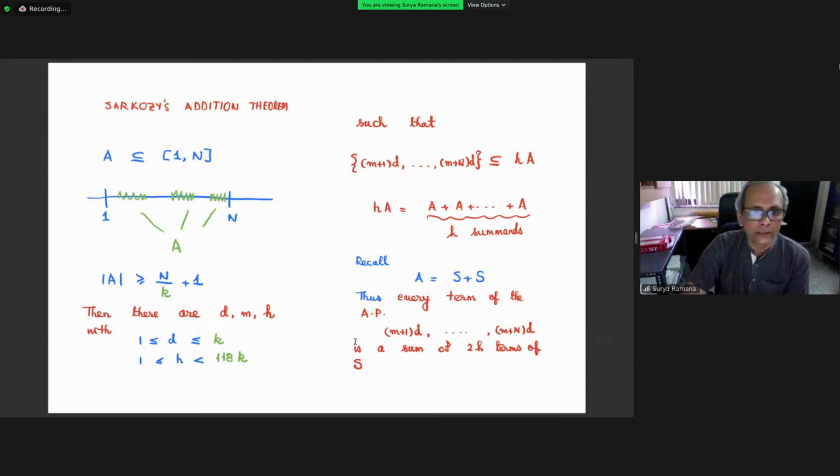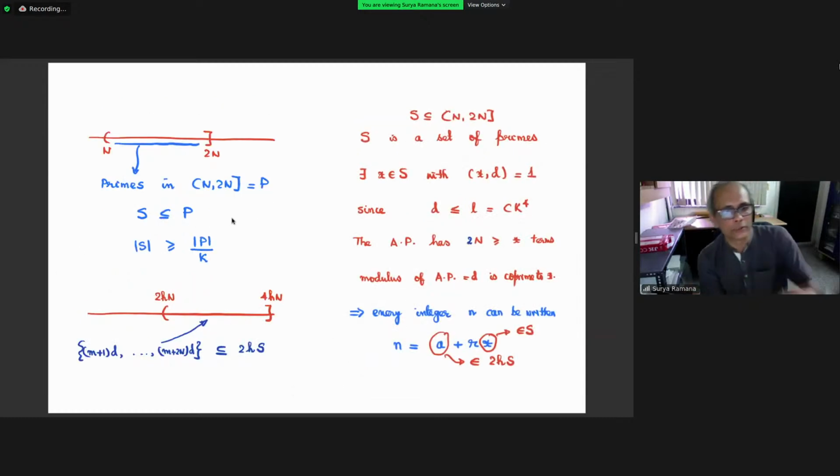Now, if you apply it to what we have, you take S, which is a subset of the primes, the primes denoted with blue. S has 1 by k of the primes in it. Then we have seen that S plus S has positive density. And if you add S plus S to itself h times, that's equivalent to adding S to itself 2h times, then 2hS will contain a long arithmetic progression, an arithmetic progression of n terms with a modulus d, which is controlled entirely by the density. Now, this is very nice. So the n terms of this AP can all be written exactly as a sum of 2h elements of S. Exactly 2h, not at most 2h. So this AP lies inside this set 2hS.